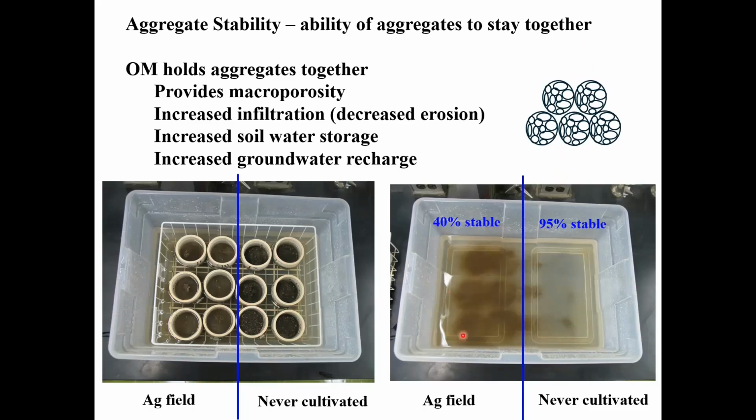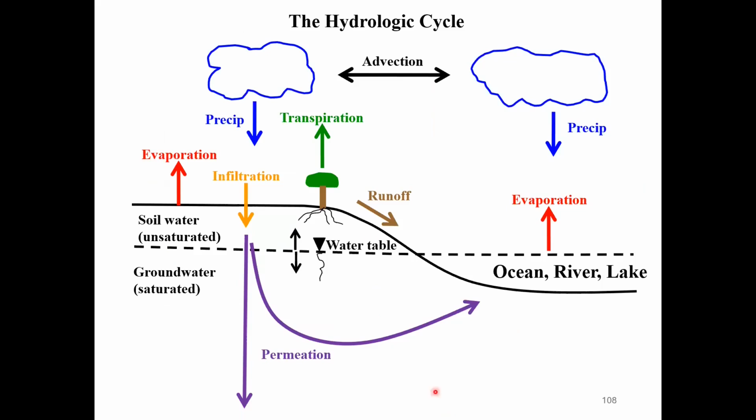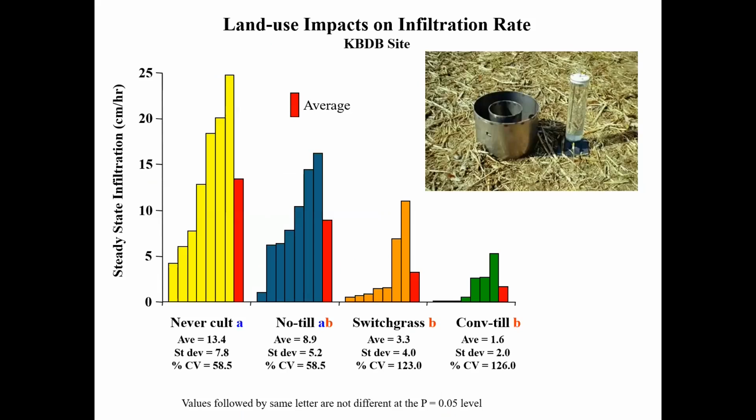And what's going to happen is the aggregates that are stable stay together. They stay on the sieve. And you don't see hardly any sediment underneath that sieve. The ag soils, about 60% of these aggregates fall apart. And what that means is water can no longer infiltrate, is now going to run off. And if water runs off, we're going to have erosion. And that is not a good thing for groundwater recharge, for infiltration, for surface water quality, for soil quality and yields. So I just want to show you one last piece of data and then a summary slide here.